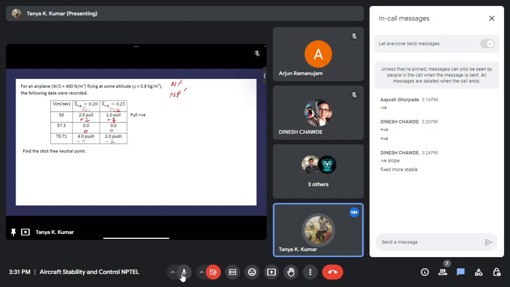What was the definition of neutral point? Stick fixed and stick free. How was neutral point defined? Forget stick fixed and stick free. How did we start with the definition of neutral point?